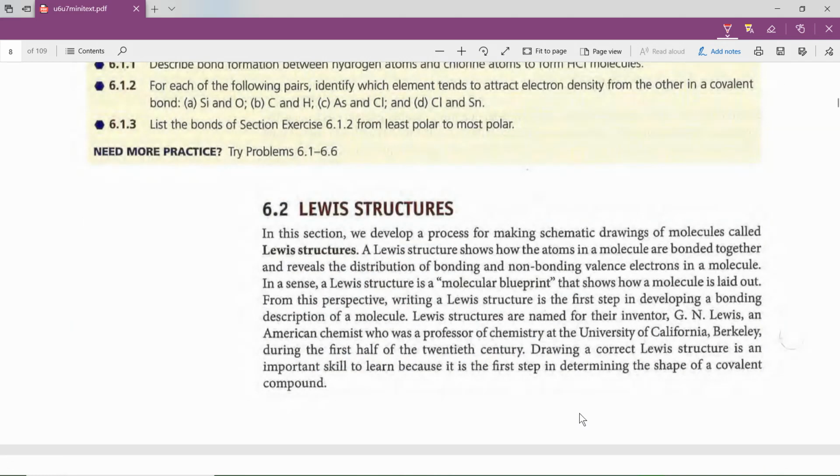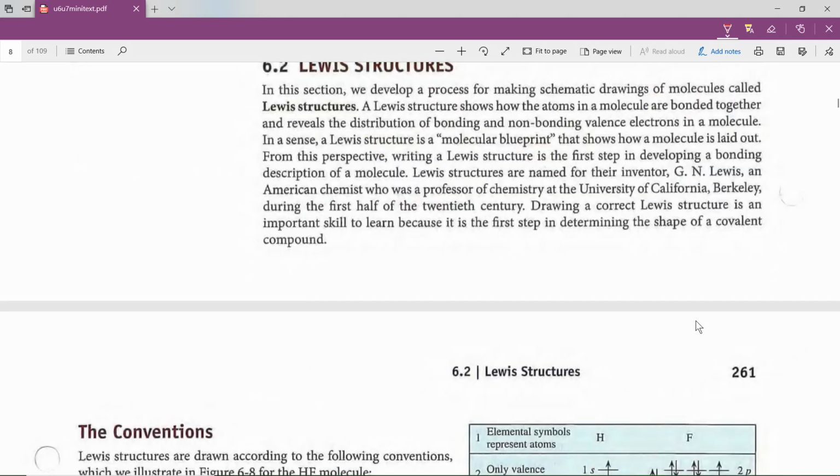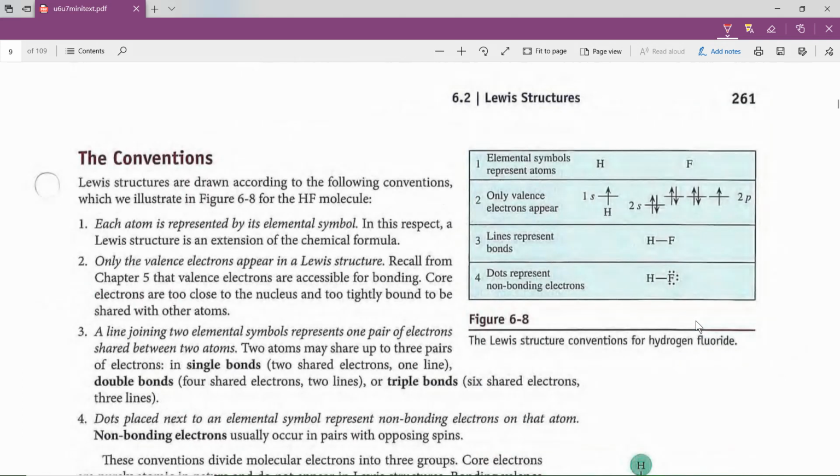So to get the Lewis structures, and I'll just do a little bit of this and then we'll get into the more detailed ones next time, but we have a Lewis structure, just shows which atoms are bonded to which other ones and tells you the distribution of bonding and non-bonding valence electrons. We don't put in inner shell electrons, it's just the bonding and non-bonding valence electrons, named for a guy G.N. Lewis, who worked at Berkeley. Okay, I've never been there, but it'd be cool one day.